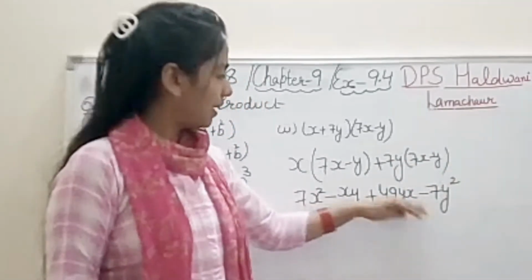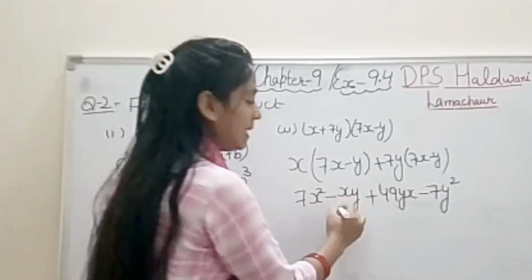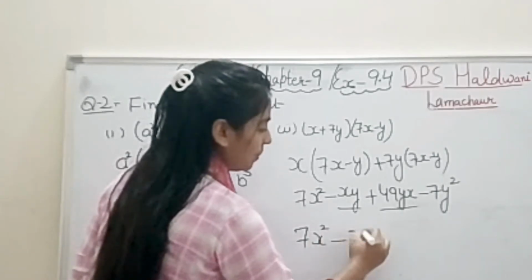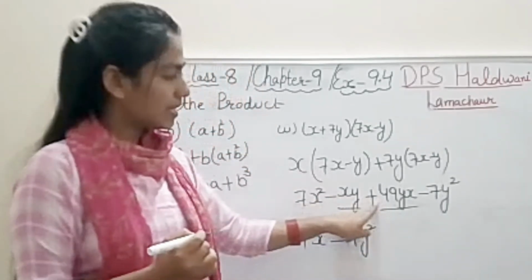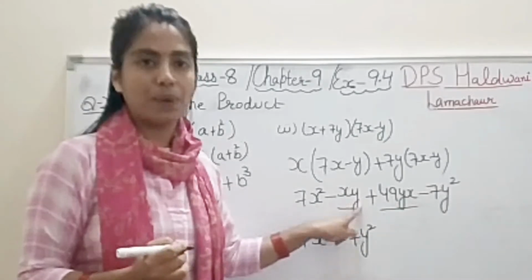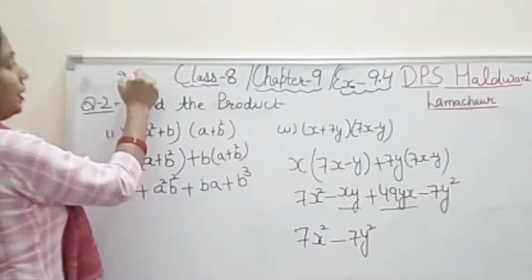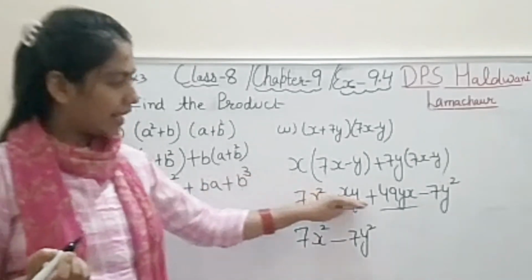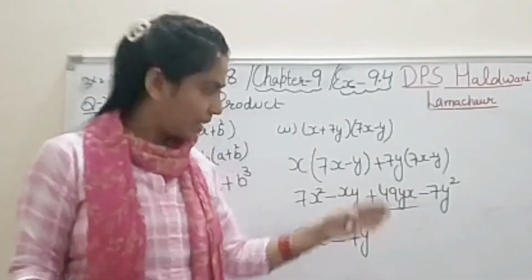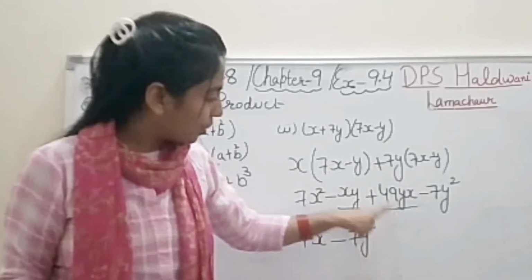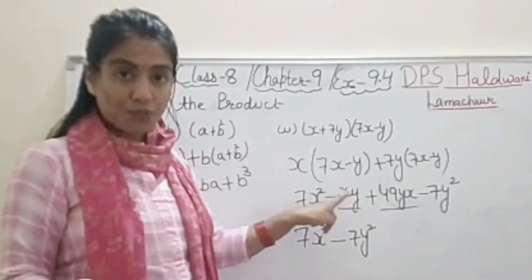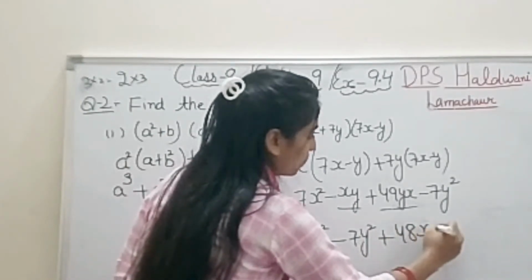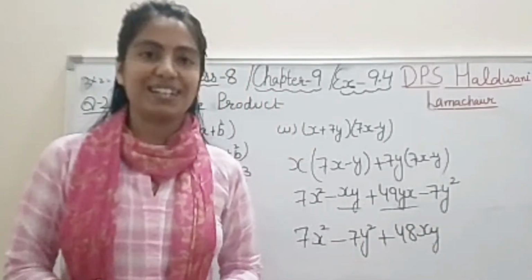Are all terms different? No. We have these like terms. See, 7x square minus 7y square. This is yx, this is xy, one and the same thing, like 2 into 3 or 3 into 2. In the same manner, xy, yx, one and the same thing. But the coefficient here is 49, here is minus 1. So 49 minus 1 is plus 48 xy or yx, whatever you can write.